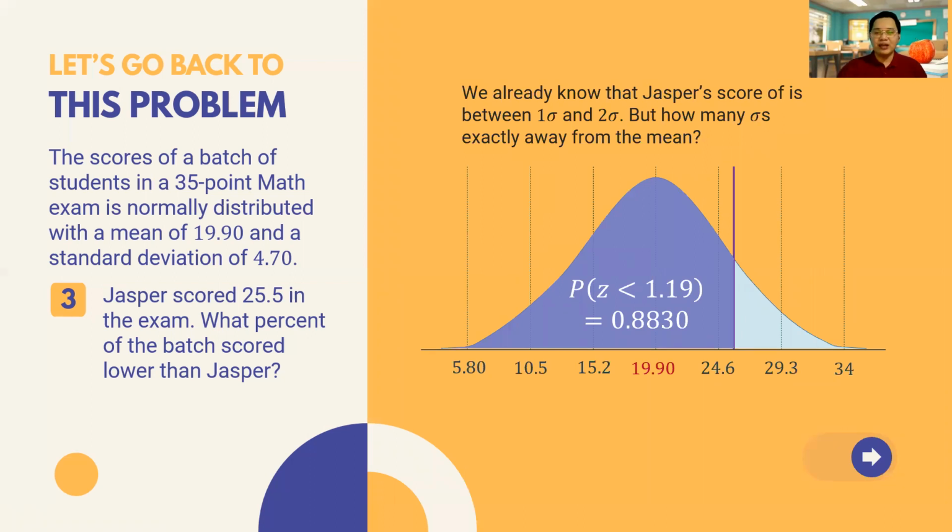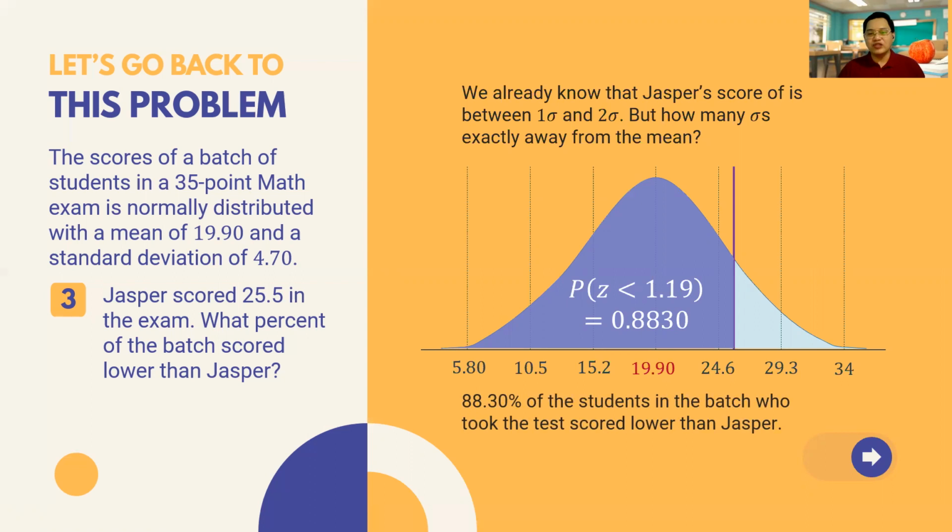But if you take a look at 1.19, it's 1.1 on the first column and 0.09 on the first row, you should see that this corresponds to a value of 0.8830 or 88.30%. What does that mean? When we interpret it based on the context of the problem that we're working with, that means that 88.30% of the students in the batch who took the test scored lower than Jasper.